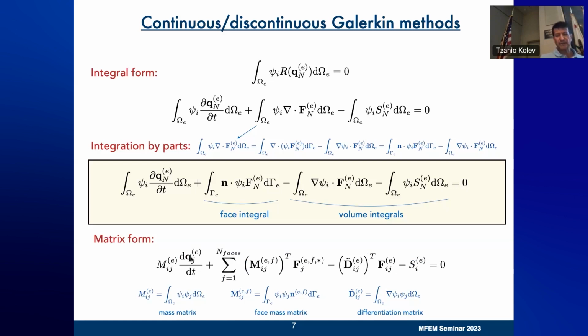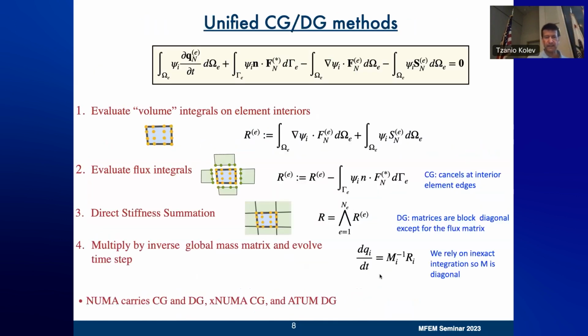You have some other matrix that looks like a mass matrix, but it's actually a face mass matrix that has embedded inside it a normal vector, N. And then we have a differentiation matrix, which I call the weak form differentiation matrix here, which is given by this term down here. And that's it. That's what you have, right?